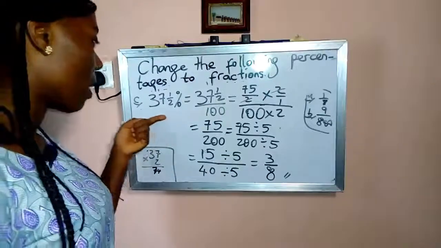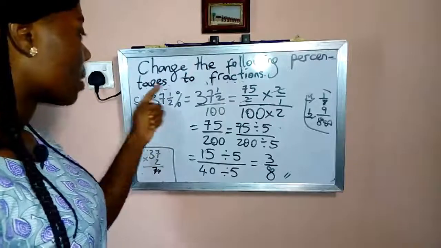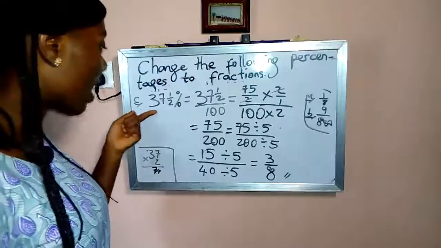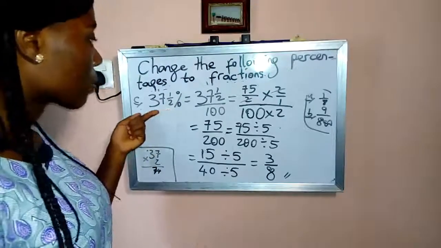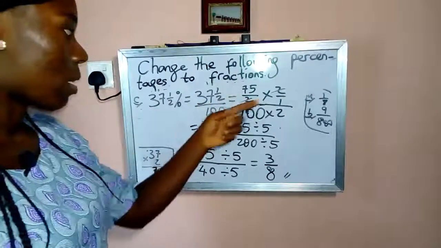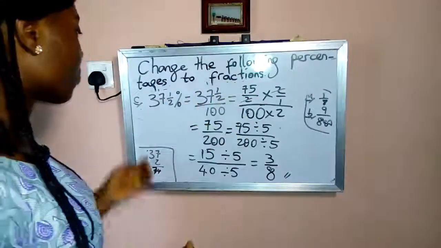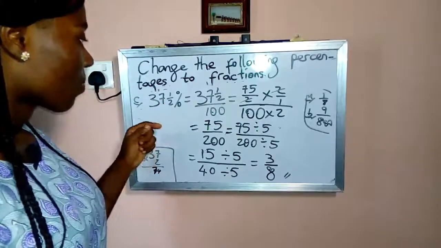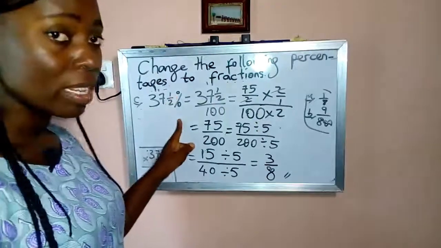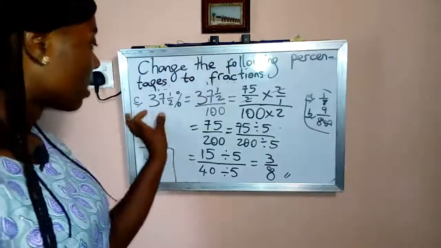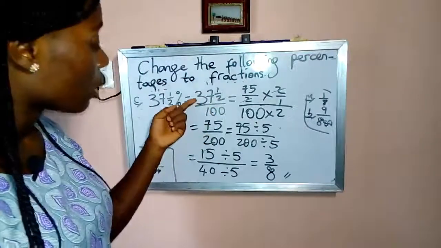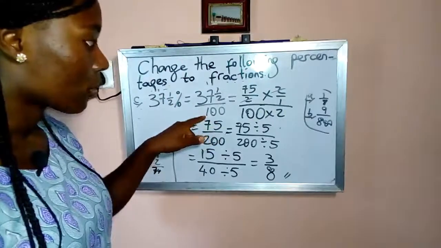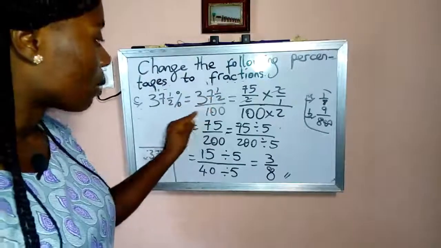Now when you have a percentage that has a mixed number fraction, what do you do? You simply convert that mixed number first of all to an improper fraction. You can do that here or here, but I'd like to put it out inside first. We have 37 whole number 1 over 2%. Remember that a percent is simply over 100. So 37 whole number 1 over 2 becomes our numerator, all over our denominator, which is 100.